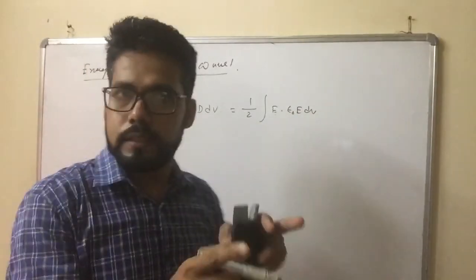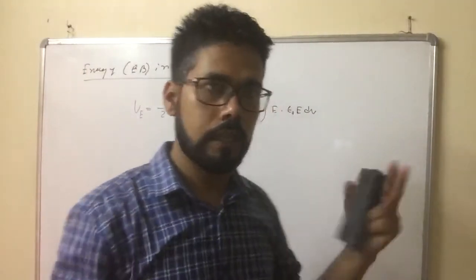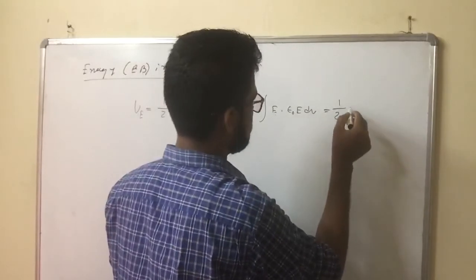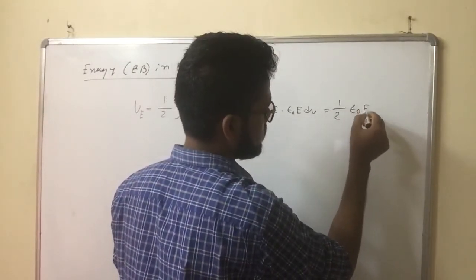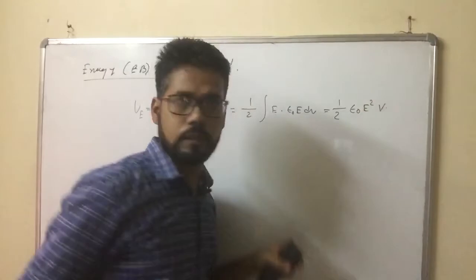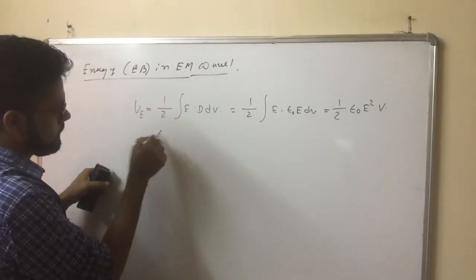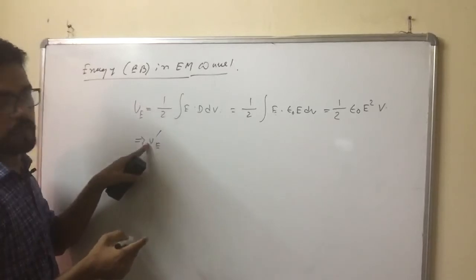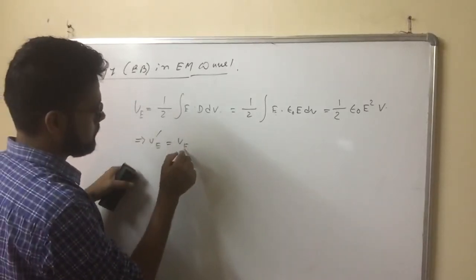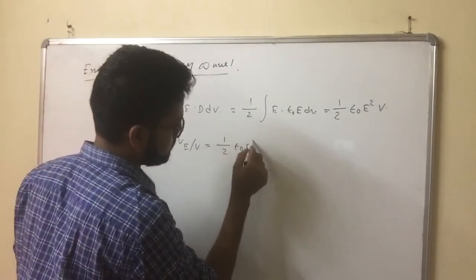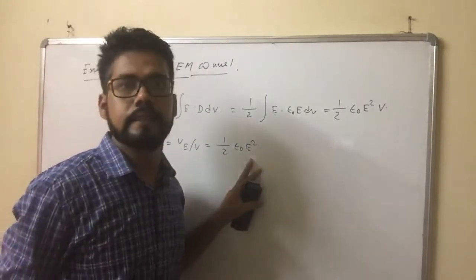A dot A means A square. So epsilon naught comes out, and it will have epsilon naught E square V, where V means total volume. Now if I write the energy density, that means U by V, equal to U_E by V, equal to half epsilon naught E square. Okay, this is the energy density.